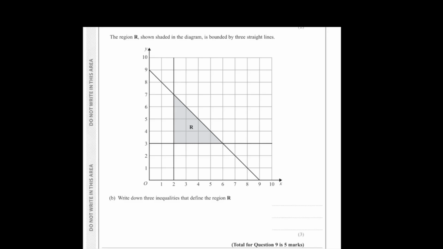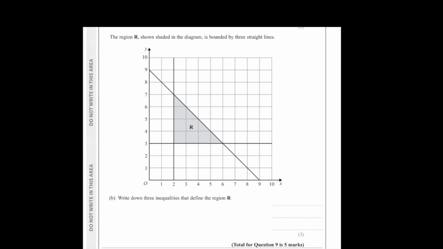This part is about defining the region which is shaded using inequalities. The region shown shaded in the diagram is bounded by 3 straight lines. When a region is given, you have to identify what the boundary lines are. So in this case, there are 3 boundary lines. Let's see what the boundary lines here are.